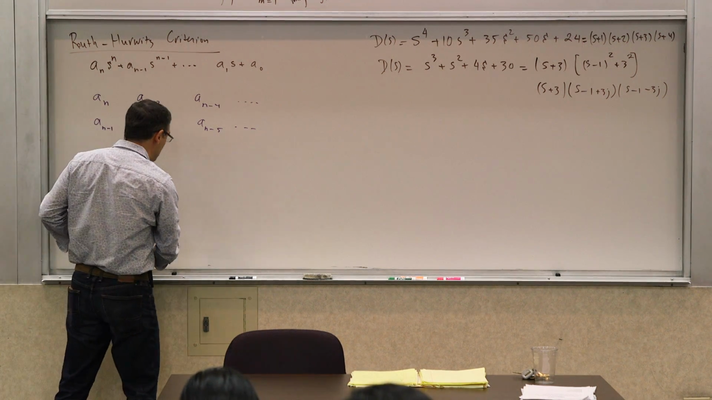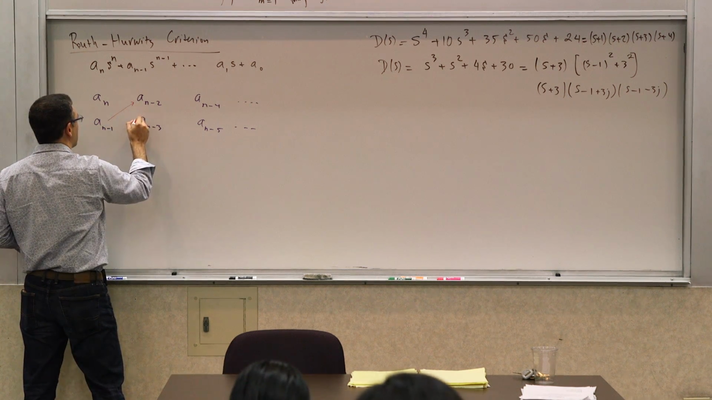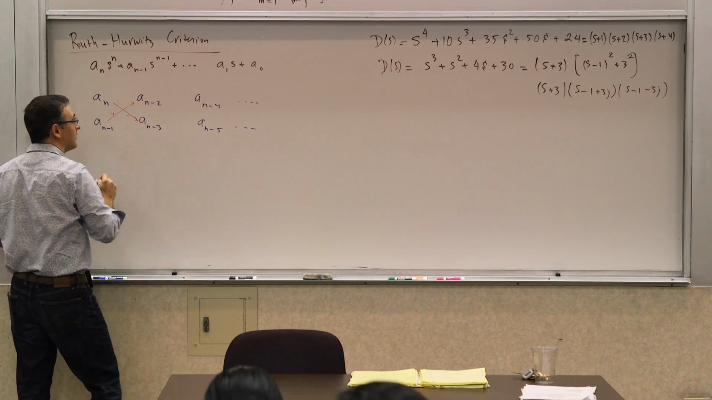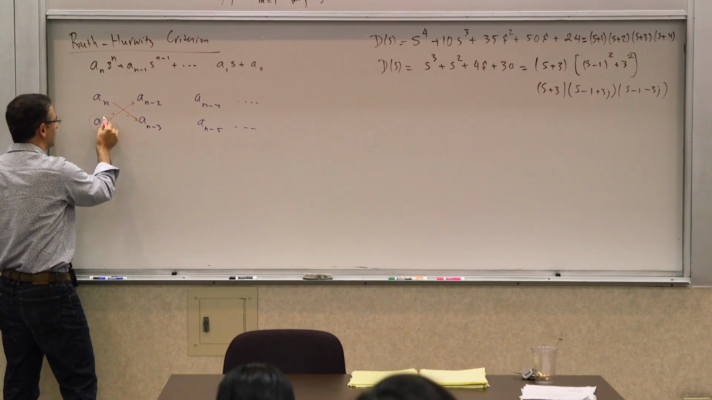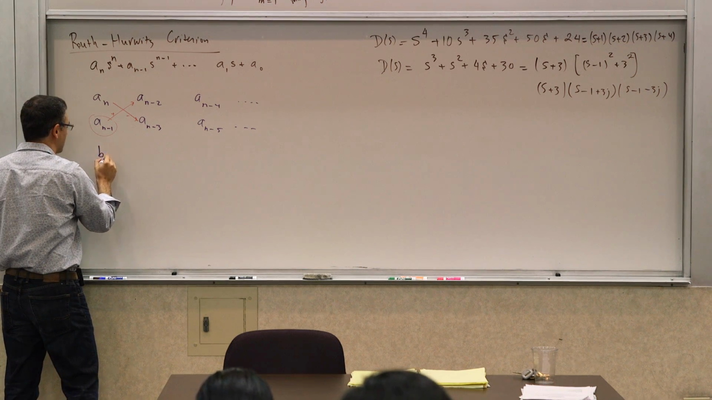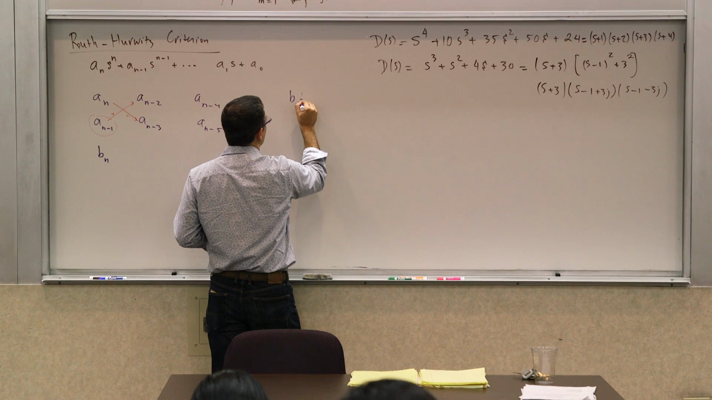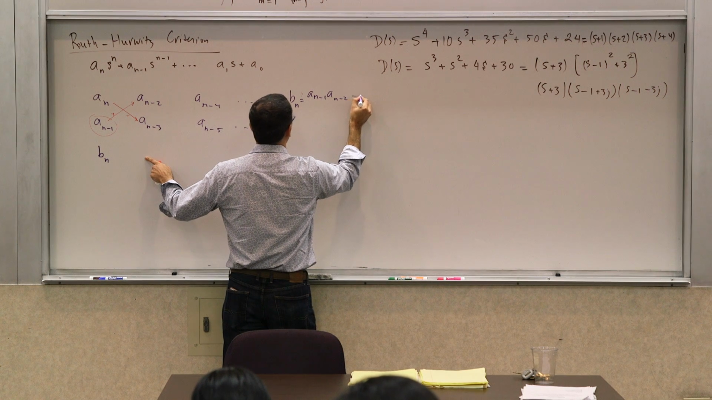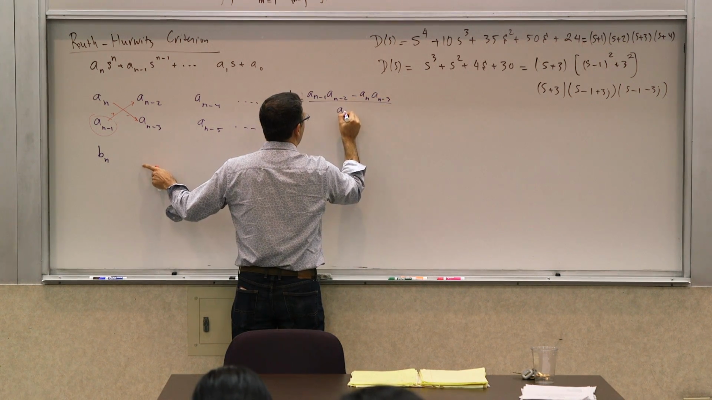Then you calculate this times that minus this times that, right? And divide it by this coefficient. So in other words, that would become your b_n. Then you write it underneath. So b_n is (a_(n−1)·a_(n−2) − a_n·a_(n−3)) divided by a_(n−1).